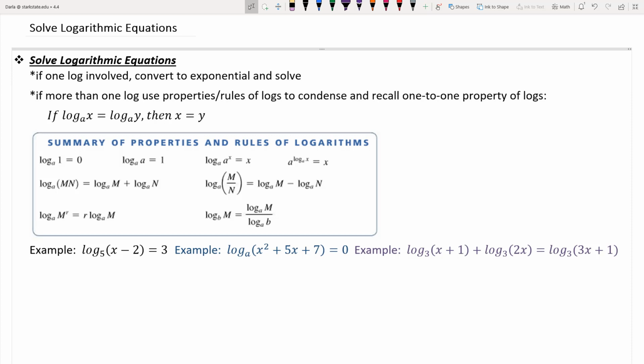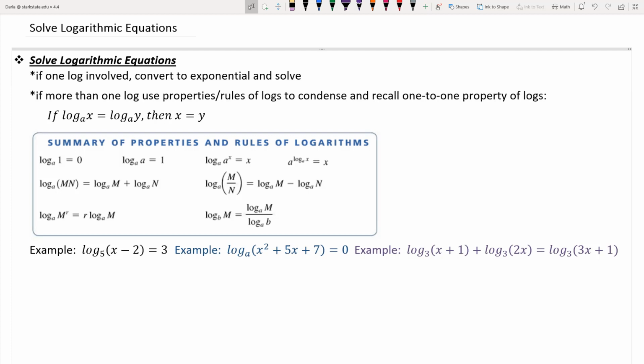The focus of this lesson is on solving logarithmic equations. And the idea is if you can pull that equation down to a single logarithm, either by using the properties and rules of logarithms to condense it or it just already is, then what you would do is convert that equation to exponential form and then solve for your x.